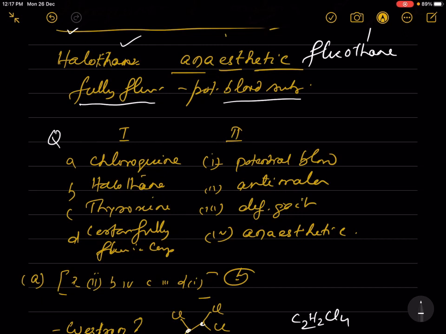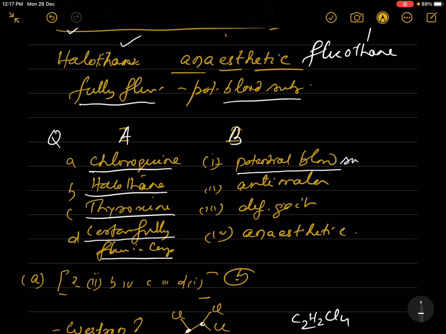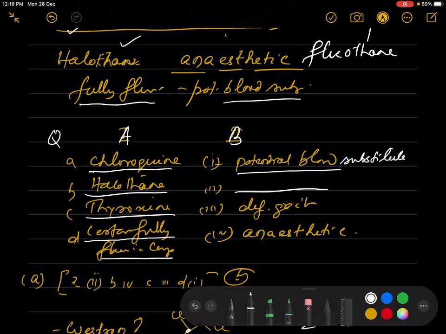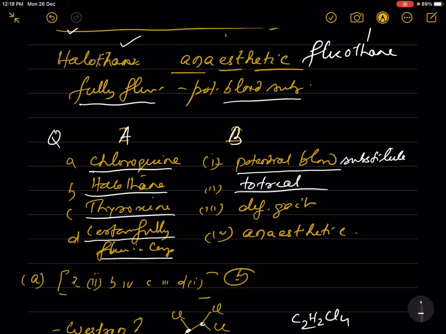Next, a question can be given. Suppose this is table A, table B. In table A, chloroquine, halothane, thyroxine, and certain fully fluorinated compounds are there. On B side, you will find potential blood substitute, treat malaria, deficiency causes goiter, and used as an anesthetic. So you can guess the appropriate match.